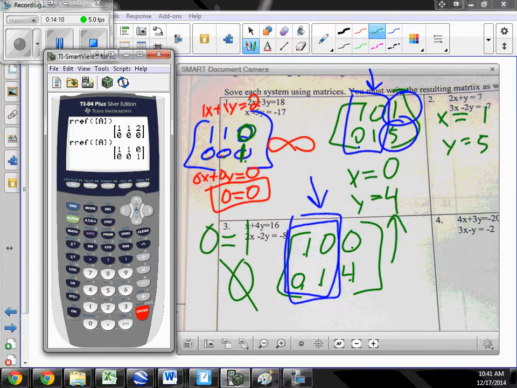Okay? So if you have that 1, 0, 0, 1 pattern, that tells you there is one solution. If your bottom row is all zeros, what does that mean? Infinite. If your bottom row is 0, 0, 1, what does that mean? No solution. Okay? Look at number 9.